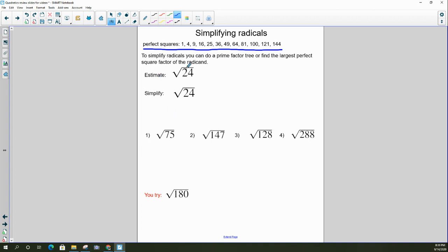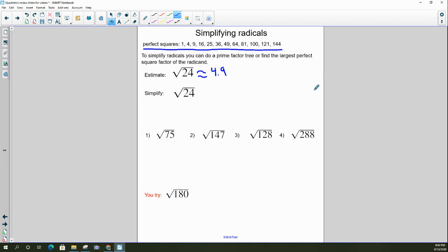So when I say estimate a radical, I want to turn this to a number. So like, what number times itself would equal 24? Well, 24 is close to 25. Because for 25, the answer would be 5. So this is just going to be a little bit less than 5. So you do your little approximates, it's the wavy equal sign, and you go 4.9.